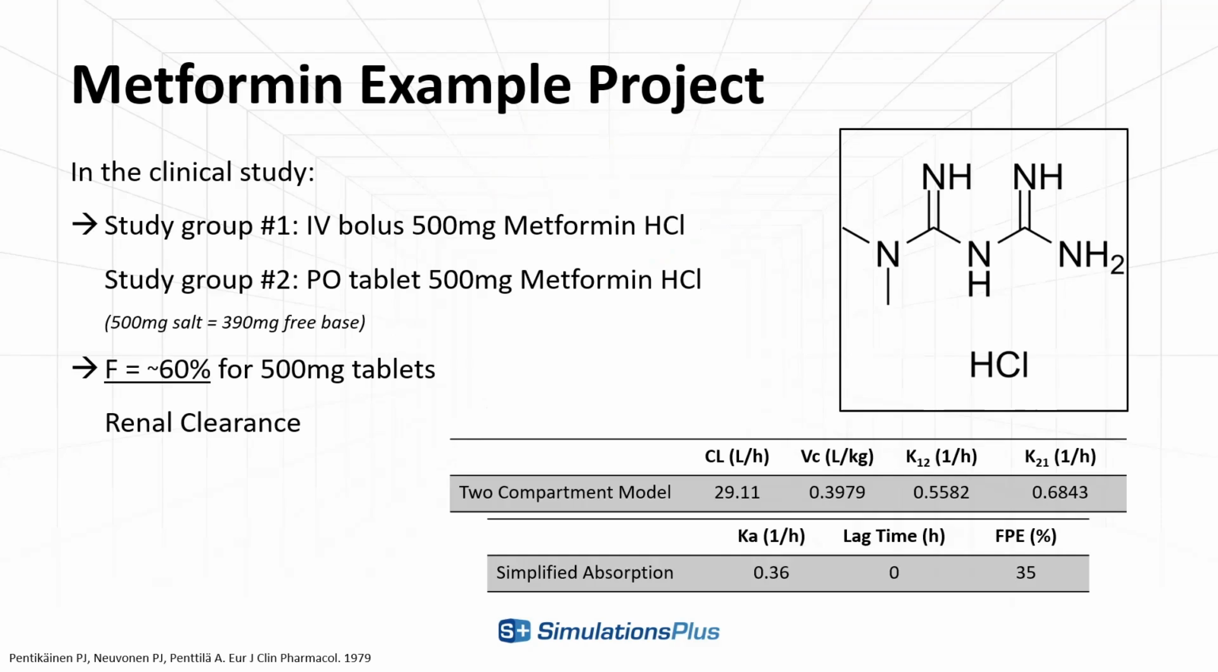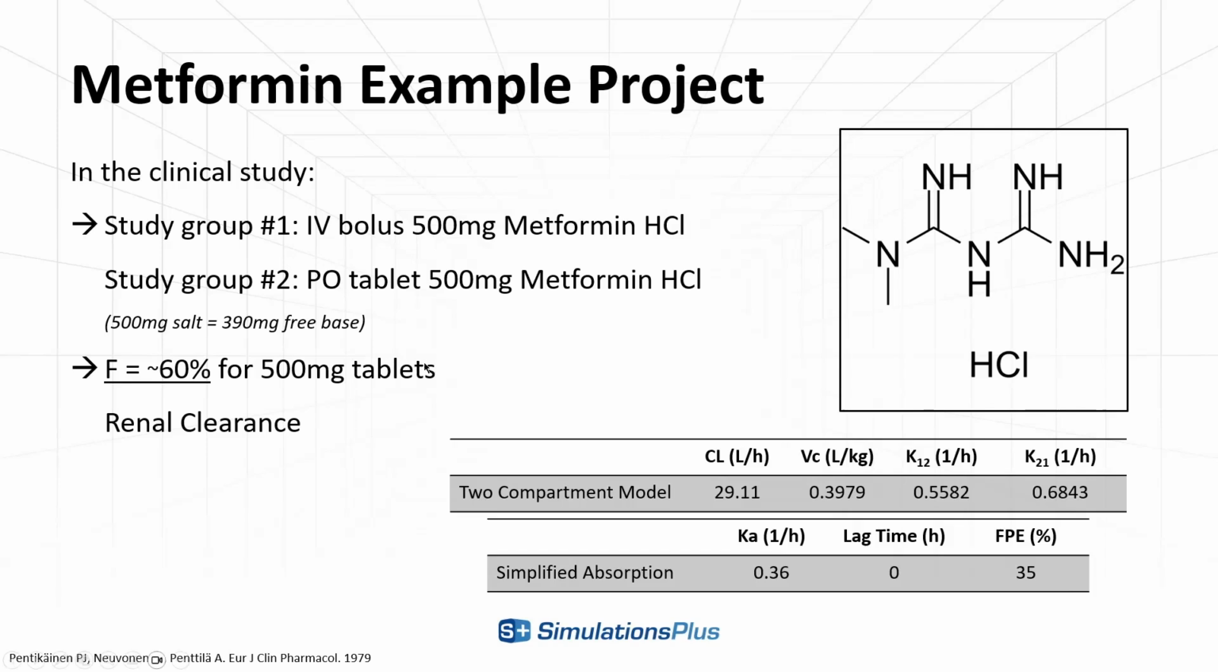Before getting into GPX, I would like to give brief information about the metformin example project. In this example, we will use one clinical pharmacokinetic study that had two different groups of subjects which received different formulations of metformin hydrochloride. The first group received 500 mg of IV bolus, whereas the second group received 500 mg of per-oral tablet. Since the doses in the study were administered as metformin hydrochloride salt formulation, we converted the weight of the salt formulation to the free base formulation, and we will use this number for the GastroPlus simulation.